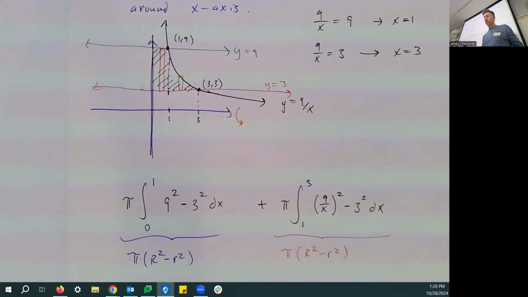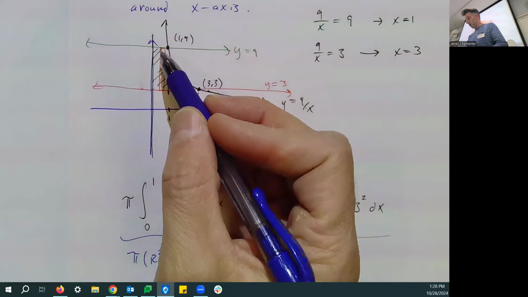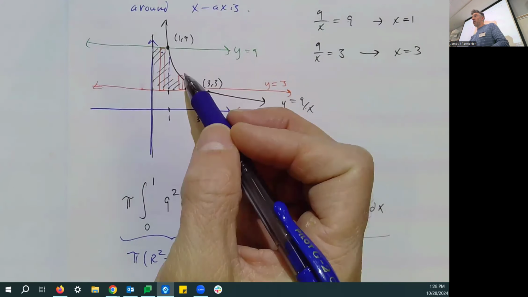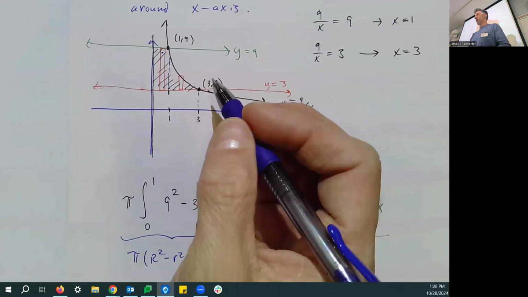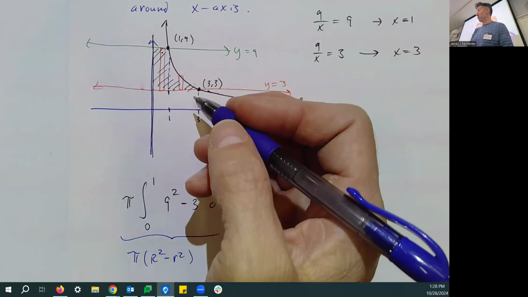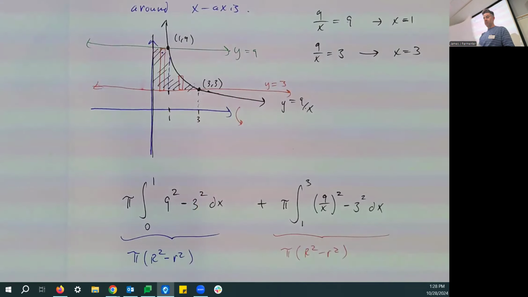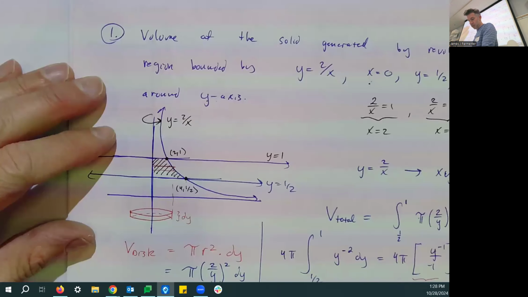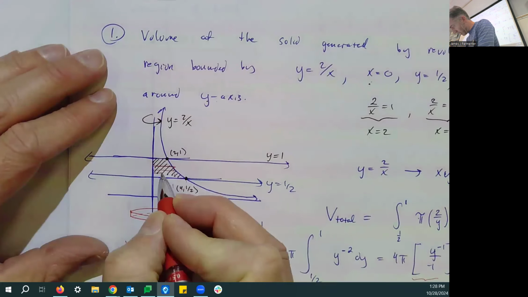That's why I would encourage all of you to draw the region and then draw a strip perpendicular to the axis of rotation. And if you find yourself having to draw different strips because your top and bottom change midway through, that means every different strip needs a different integral. Whereas in the previous one, I could have drawn different strips here, and no matter where I drew them, it's always the same right and left.